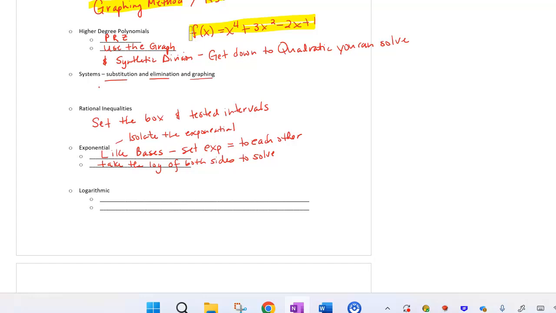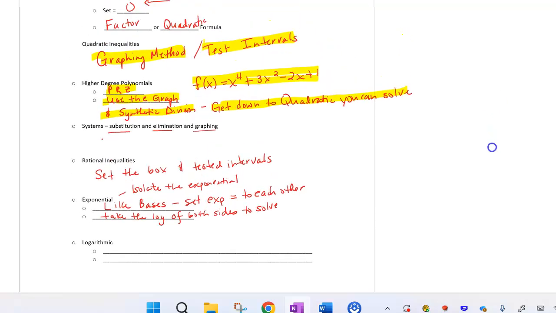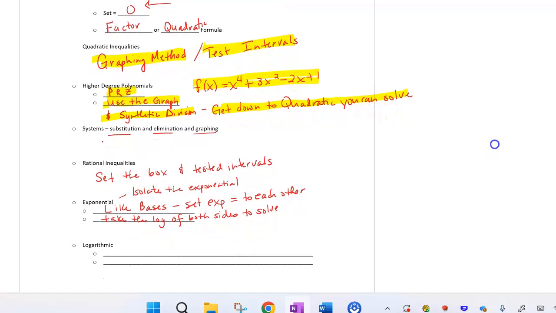Then we had higher degree polynomials, so something like f of x is equal to x to the fourth plus 3x squared minus 2x plus 1. Remember to solve those, the possible rational zeros test would help us identify the possible zeros. And then we could use the graph that I'm going to provide and synthetic division to get that polynomial down to a quadratic, and then you can solve it using one of the methods mentioned above.